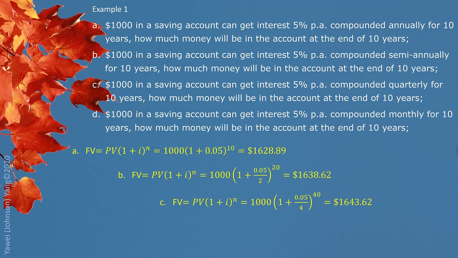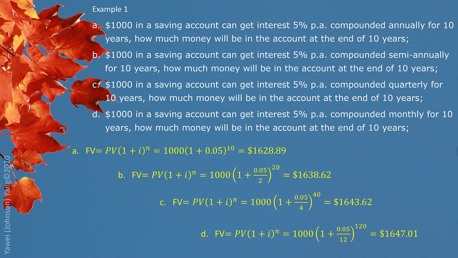Part C, interest compounded quarterly. So here, the periodic interest rate is divided by 4. And the total number of compounding periods, 40. Each year we have 4 quarters, 10 years we have 40 quarters. That gives us the answer, future value $1,643.62. Part D, interest compounded monthly.